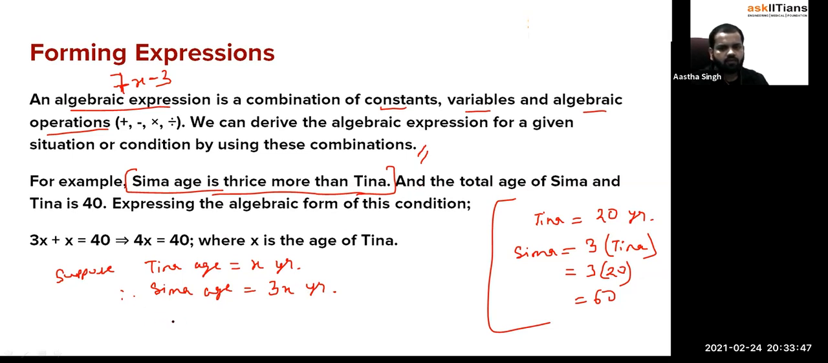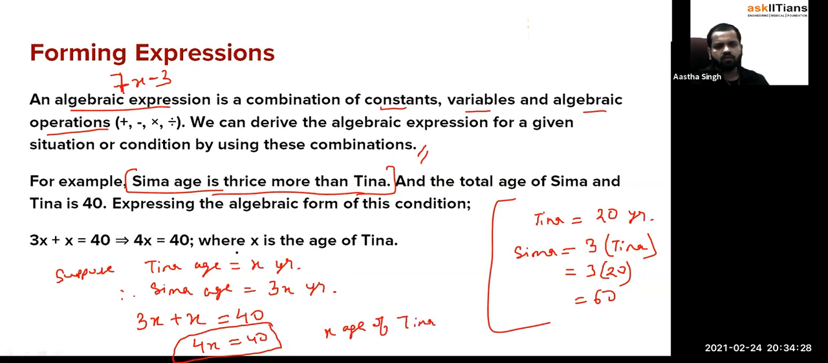Also the next line: the total age of Sima and Tina is 14. So it will be 3x, Sima's age, plus Tina's age, that is x, is equal to 14. Right or not? So that is the algebraic form. Basically, 4x is equal to 14. This is the algebraic form of this condition, where x is the age of Tina. Okay, so I think that you have got the question right.